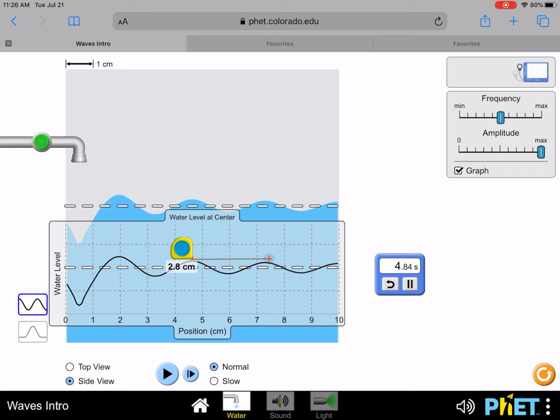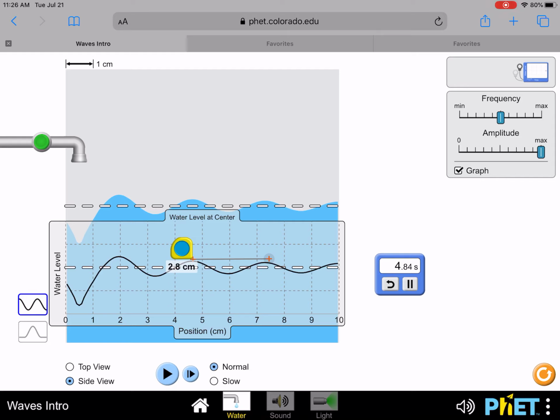Now the question is, how many waves do I have in that particular area? The frequency we're looking at goes from that crest to the next crest, to the next crest, to the next crest. That gives me 3 waves. So that means I have 3 waves in that 4.84 seconds. That works out to be 0.62 hertz.